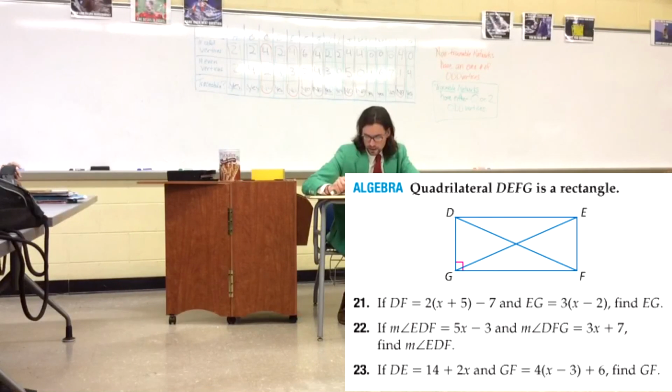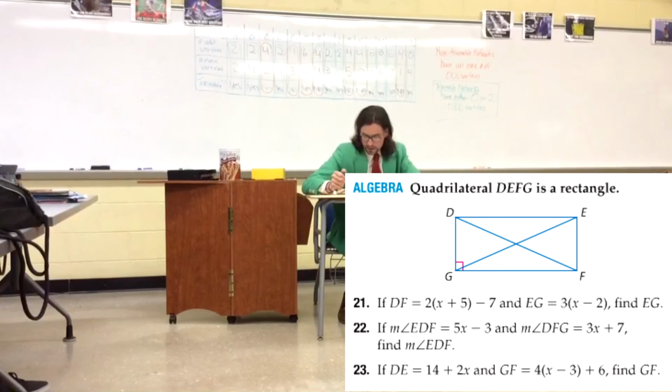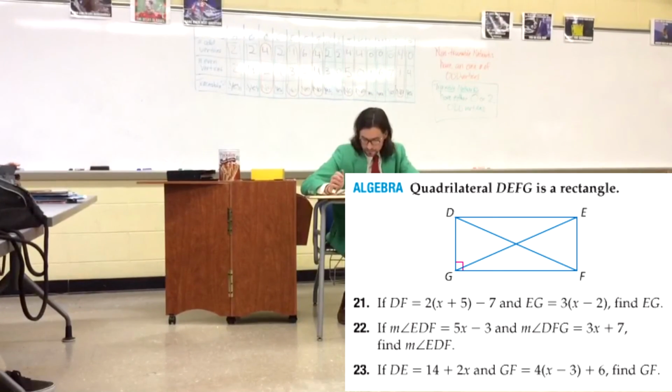And in 23, the answer is not 23. The answer is 34. You have DE and GF, and DE and GF are going to be congruent because this is a parallelogram, and so your opposite sides are congruent to each other.